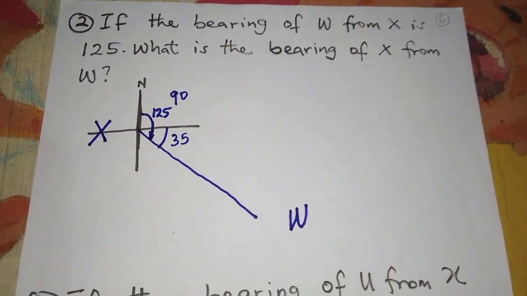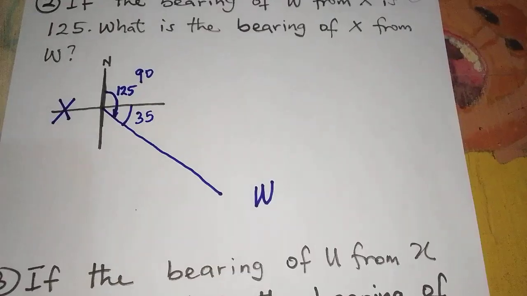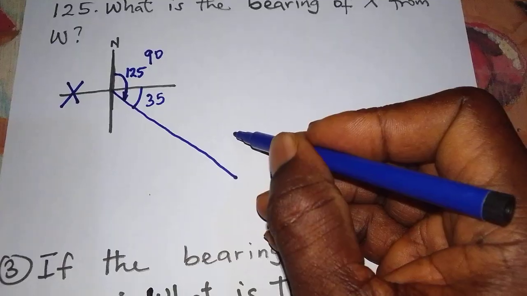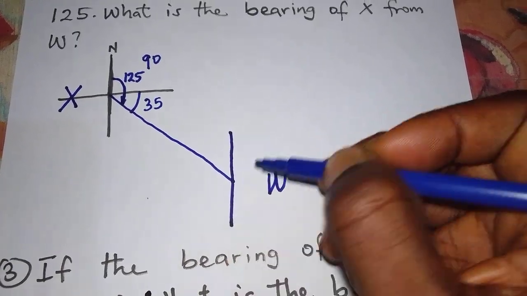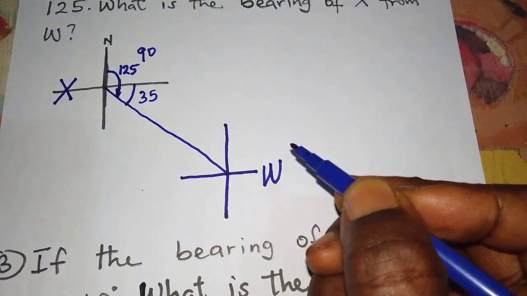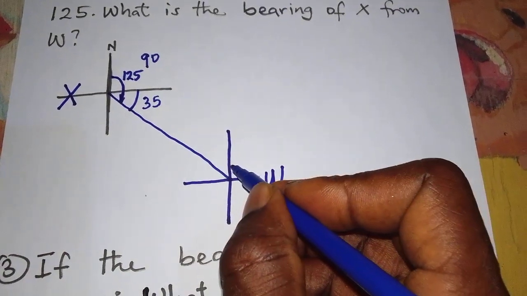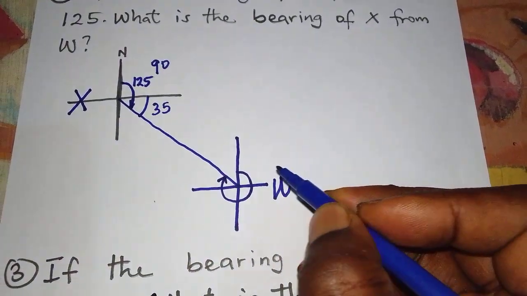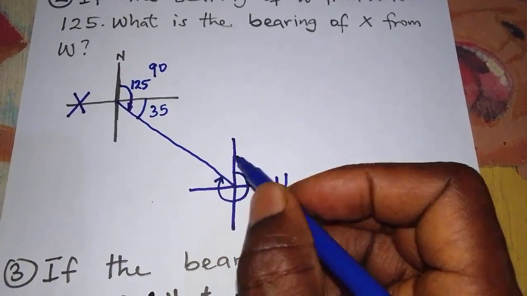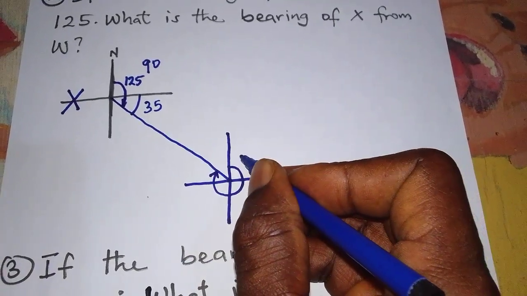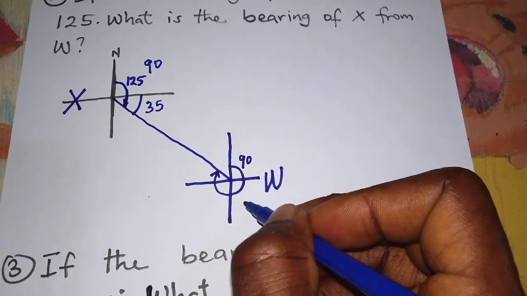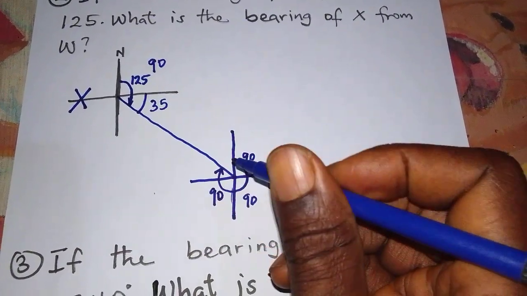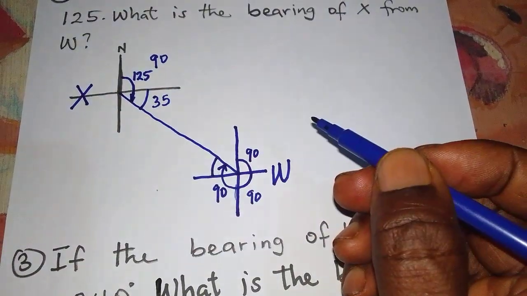Now, this is what you are going to do. At this point, you are going to draw your 4 cardinal points at this W. Now, you start measuring from the north up to where this line is. So it covers the first quadrant, that's 90, the second quadrant, another 90, the third quadrant, another 90. Then you look for the value of this angle here.